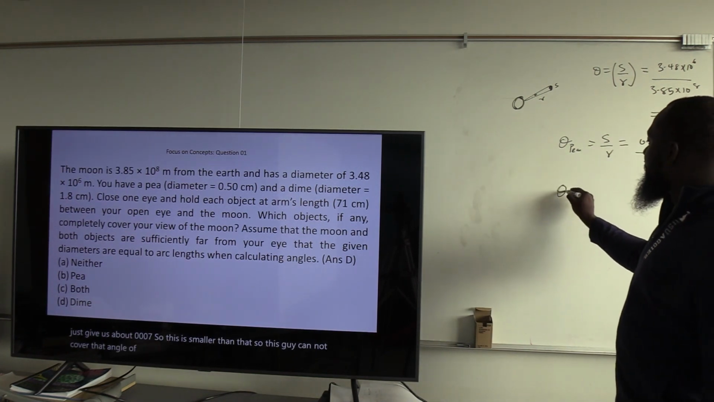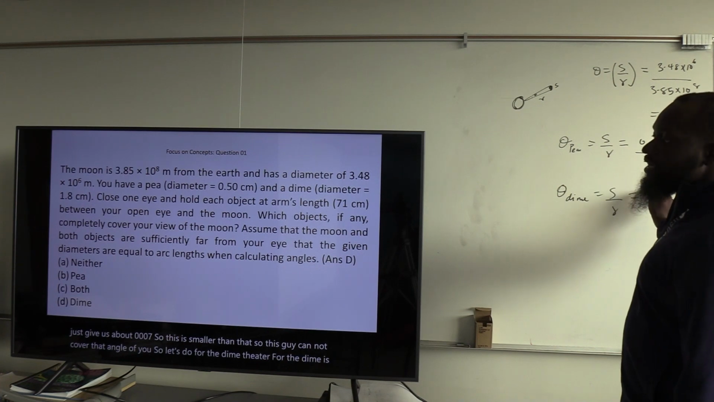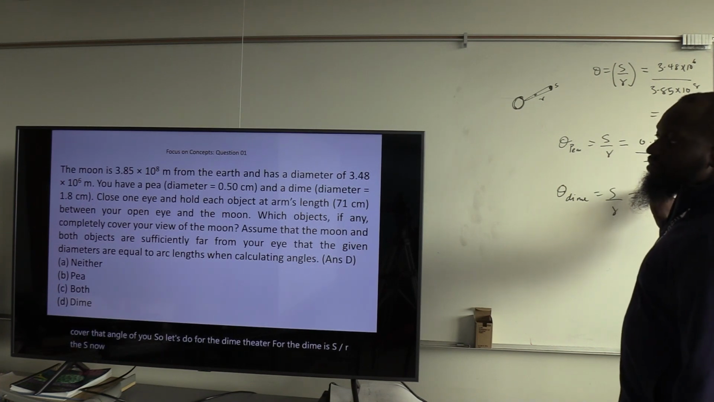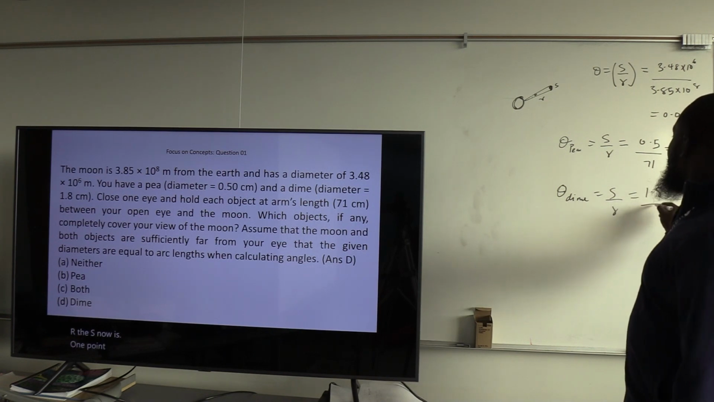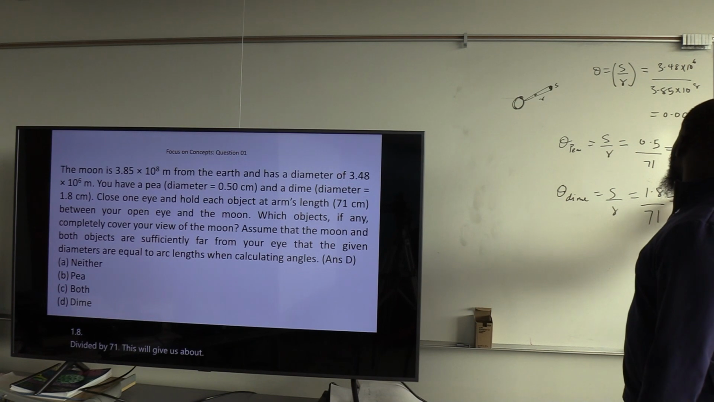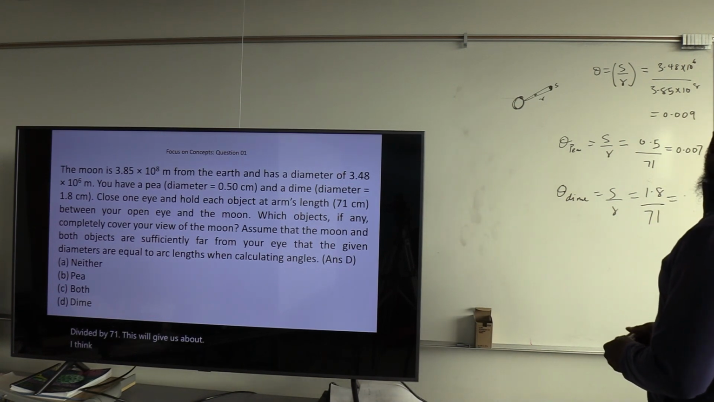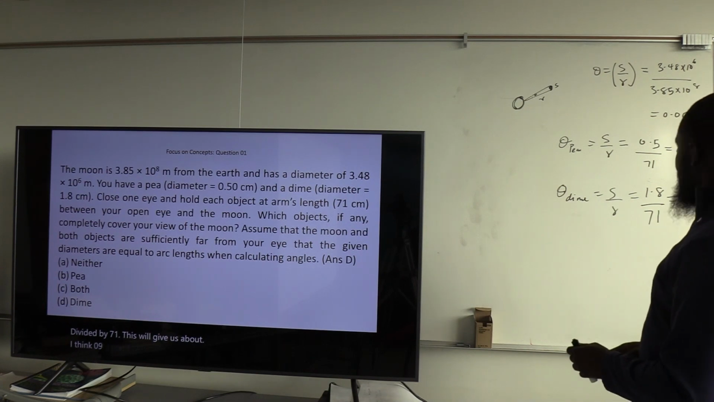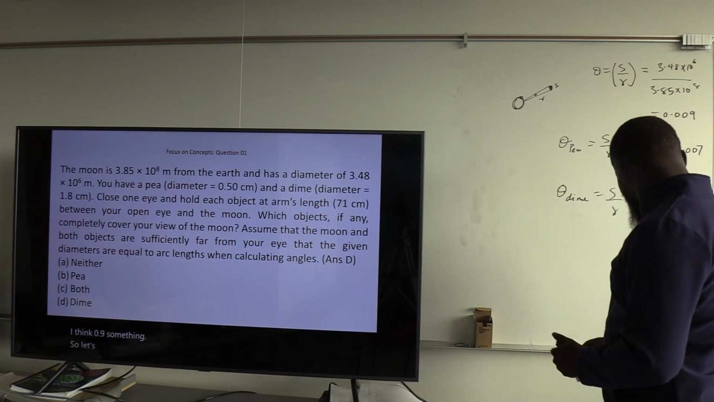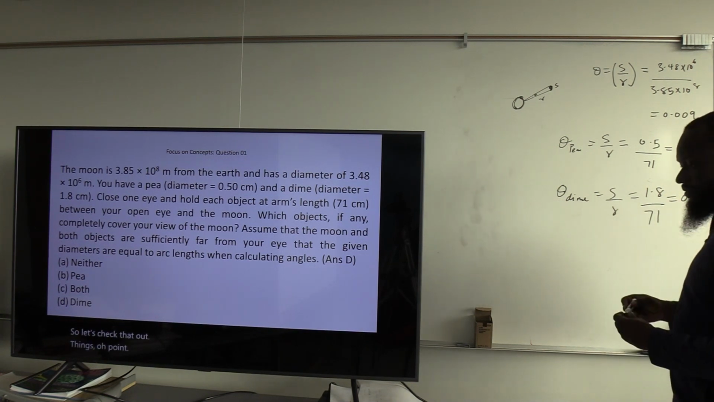So let's do it for the dime. Theta for the dime is S over R. The S now is 1.8 divided by 71. This will give us about, I think, 0.9 something. Okay, so let's check that out. I think 0.07 something. Well, let's make sure.